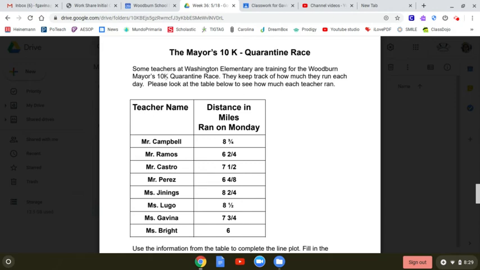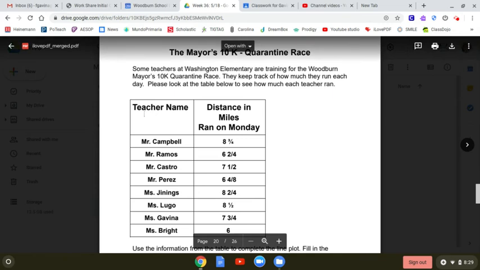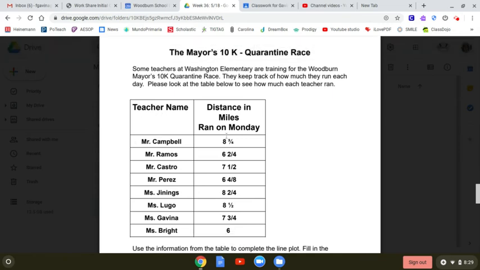This column is the teacher's name. Mr. Campbell ran 8 3/4 miles. This is the distance in miles that people ran on Monday, it seems.